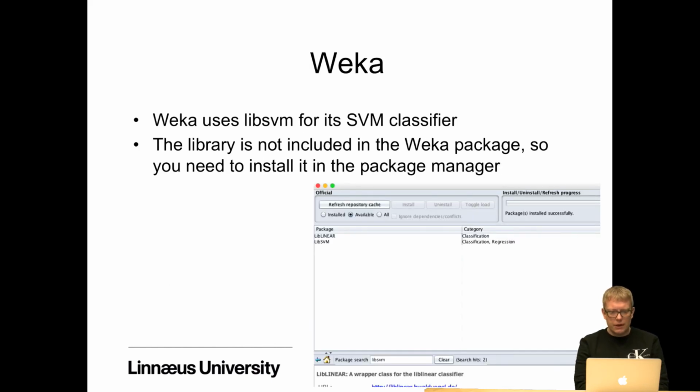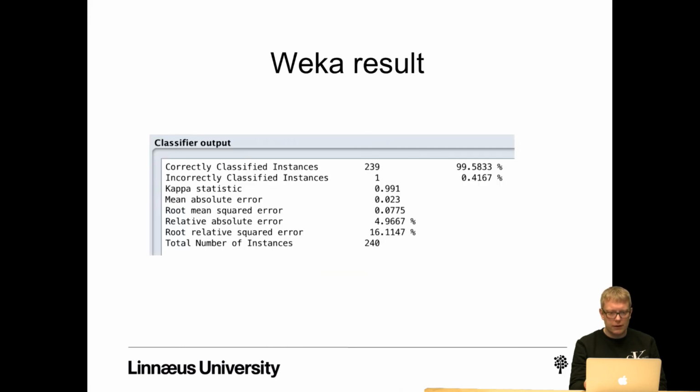Weka uses libsvm internally for its SVM classifier, and the library is not included by default in the Weka package, so you need to install it in the Weka package manager. So we open the package manager and we search for libsvm, and we get two results, liblinear and libsvm, and you can install both while you are doing it. And once we have installed it, we can use the SVM classifier on the flame dataset, and we get an accuracy of 99.58% on the flame dataset using cross-validation.